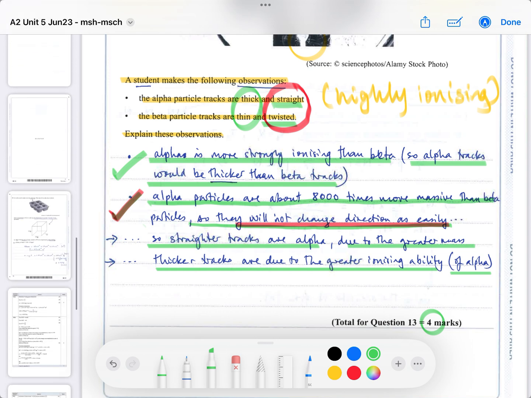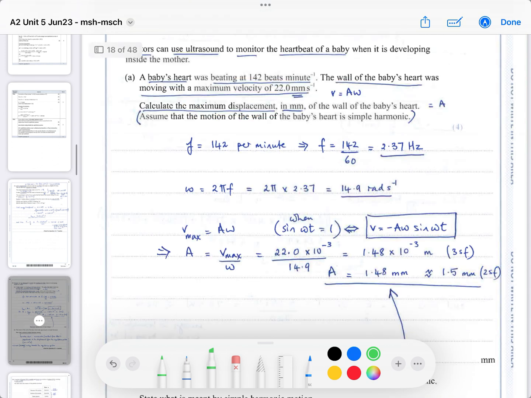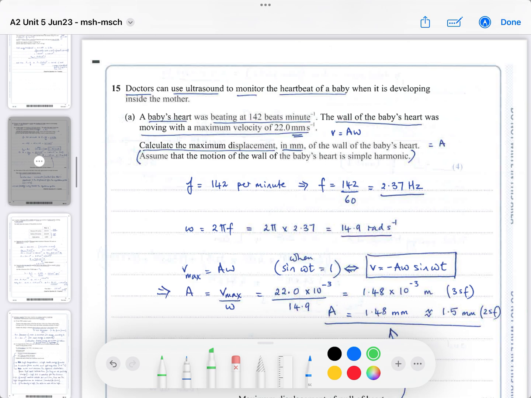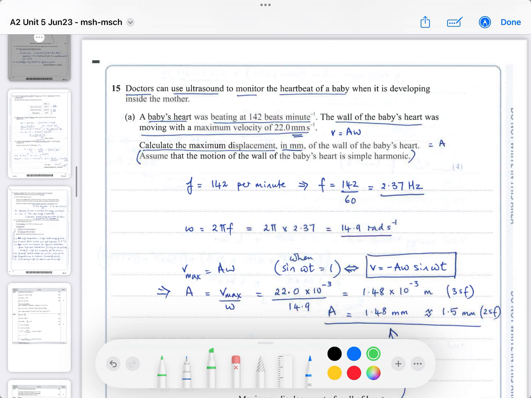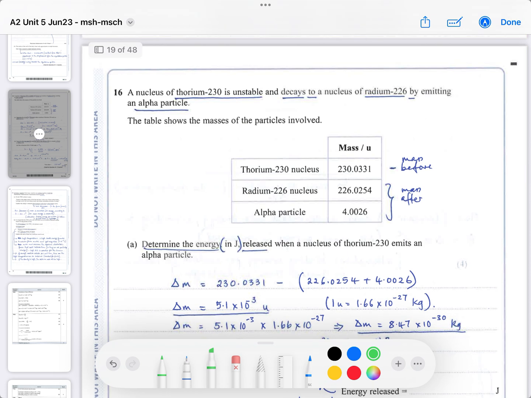Question 16 we're looking for next. Let's see if this is question 16. That's question 15. Question 15 I'll do in a future video. Looks like it's on oscillations, so we'll do a run through on oscillations. So here you see we got alpha particles again.